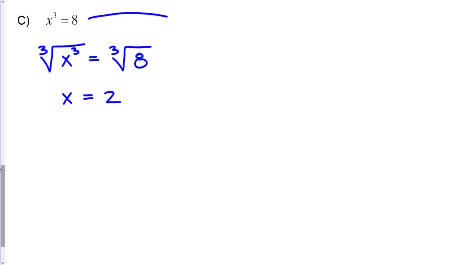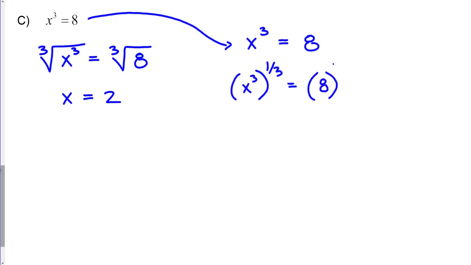But another way of looking at this is if I have x to the third equals 8, I could use rational exponents and say this is x to the third to the 1/3 equals 8 to the 1/3. And 3 times 1/3, when I simplify that, is 1, so I get x to the first power, which means I have x by itself. 8 to the 1/3 power means to take the cube root of 8, so I get 2. So I still result in the same answer of x equals 2. And there's just a different way of looking at that.